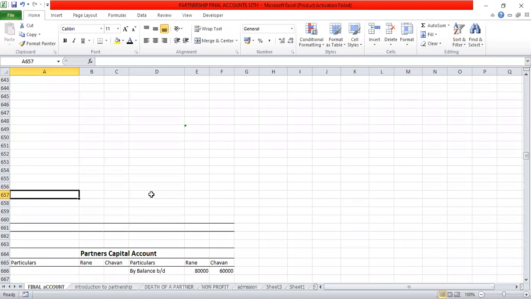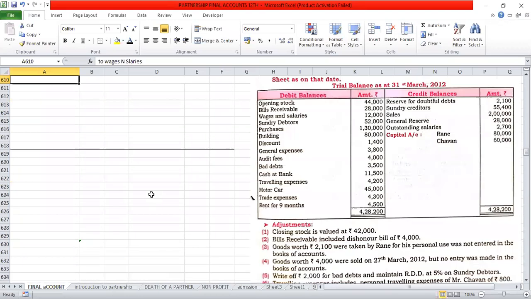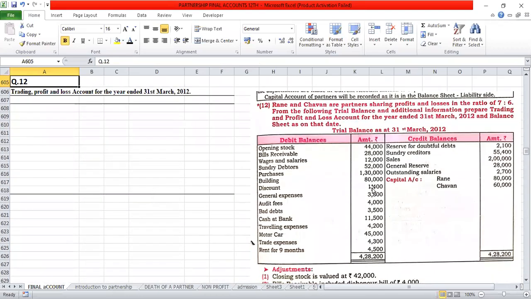Okay. Yes, sir. Next, come to the trial balance one by one. The first item you have is opening stock. You all know where to write the opening stock, correct? Yes, sir. Opening stock and purchases, immediately we have to write after the format. We have opening stock of 44,000.